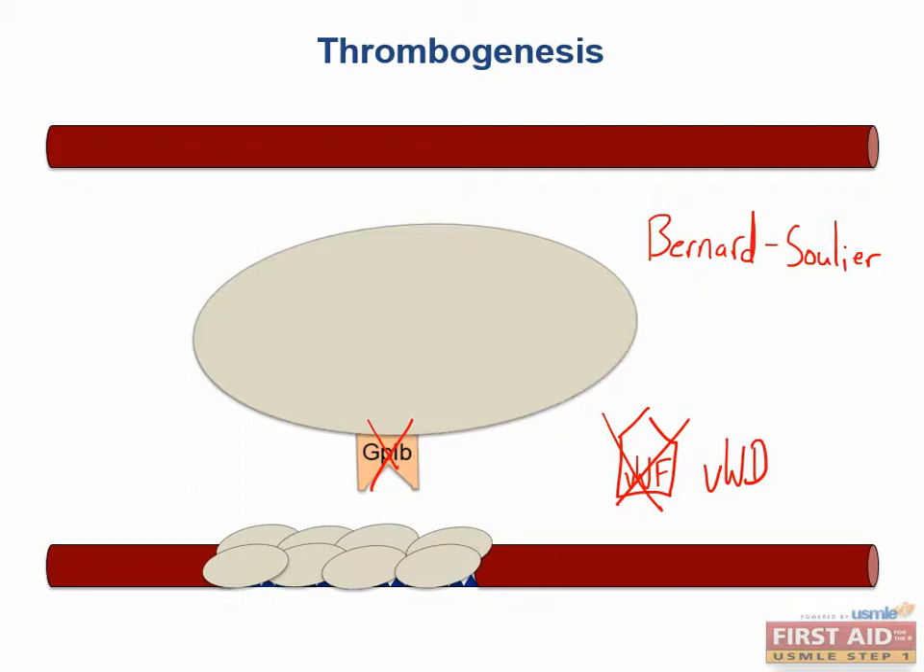Ristocetin induces the binding of von Willebrand factor to GP1B. Ristocetin is used to test for von Willebrand disease. This test is called an agglutination test. A negative agglutination test would mean that when ristocetin was administered to drawn blood, there was no agglutination found, and therefore there was no von Willebrand factor available to act on the GP1B receptor. This agglutination test would also be negative if there was no GP1B receptor available for von Willebrand factor to act on, again reminding us of the parallels between von Willebrand disease and Bernard-Soulier syndrome.